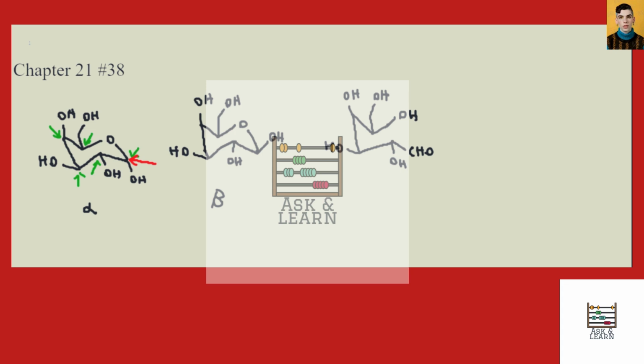Okay, so there we go. There's the answer to part D. And then lastly, for part E, we're asked if we were to treat alpha D-galactose with methanol and an acid catalyst, what products would we expect to get? And so the answer to that, to part E, I'll put down here.